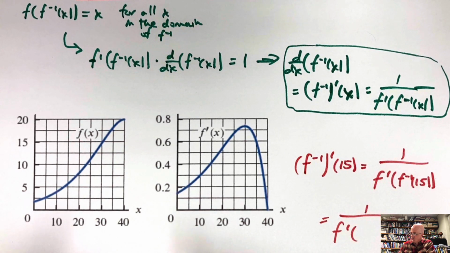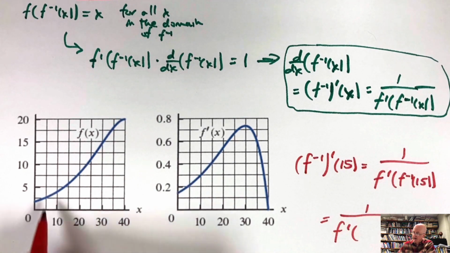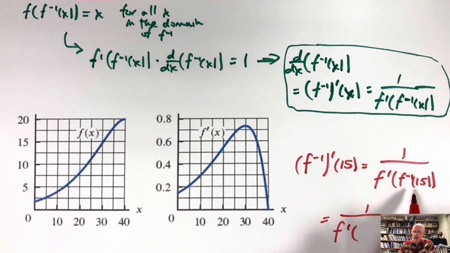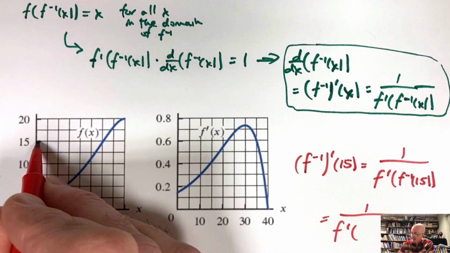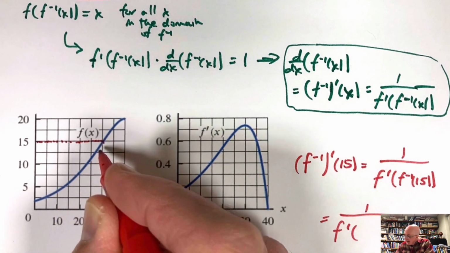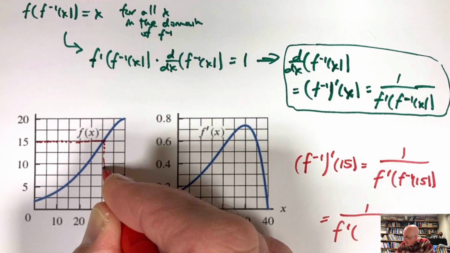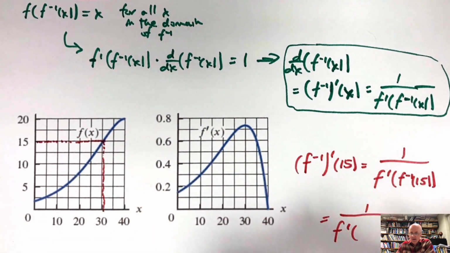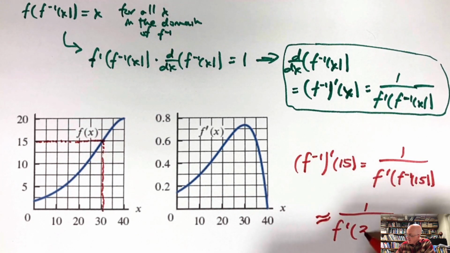So instead of trying to graph f inverse, it's better to think about the graph of f itself and sort of reverse the roles of what's independent variable and what's dependent variable. Usually x is the independent variable and y is the dependent variable. But for plugging in a number for f inverse, you want to think of y as the independent variable. Plug in 15 along the y-axis here, going horizontally first and then down. And you can see the answer is going to be pretty close to 30, maybe slightly bigger than 30, maybe 31, say. Let's go ahead and say this is approximately 1 over f prime of 31.